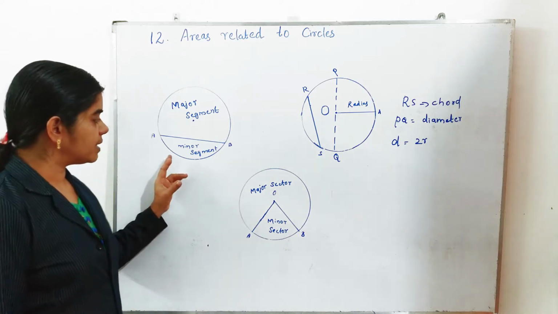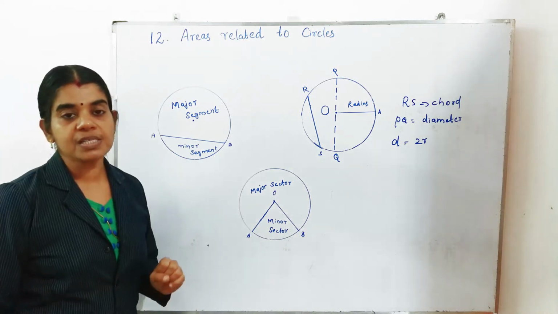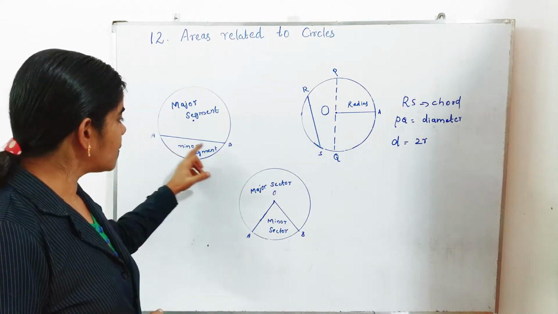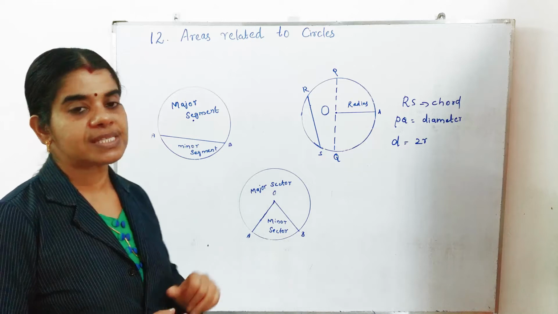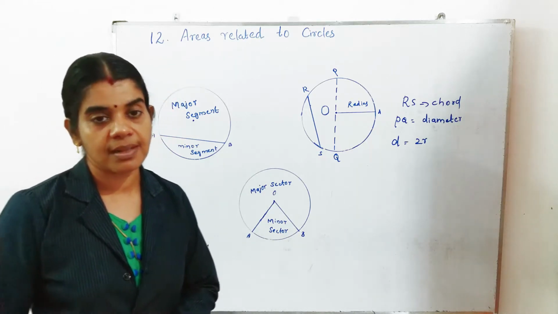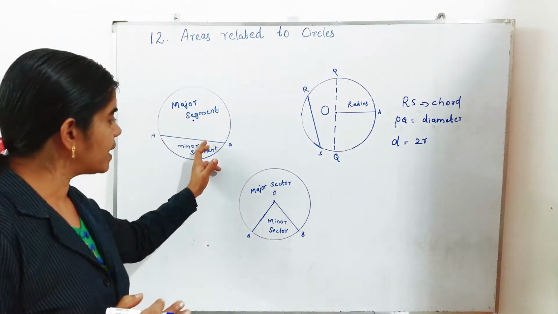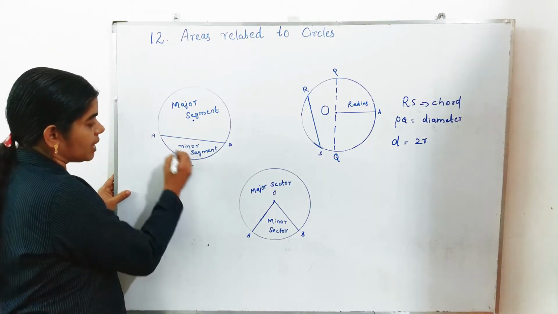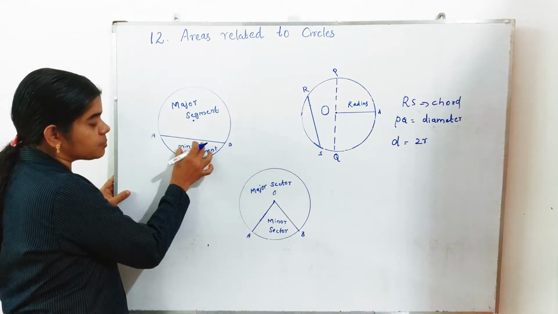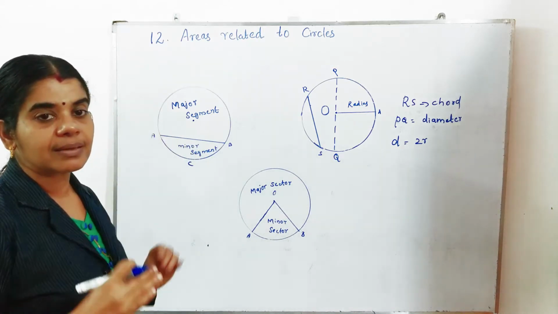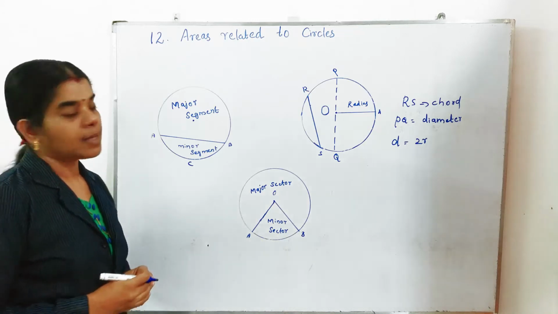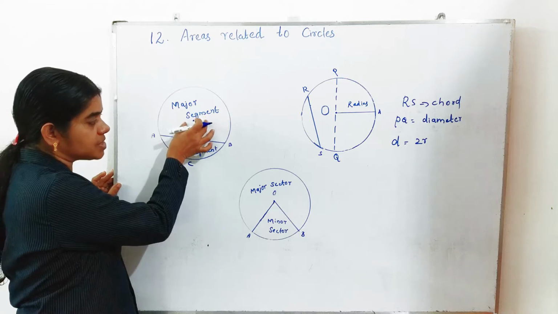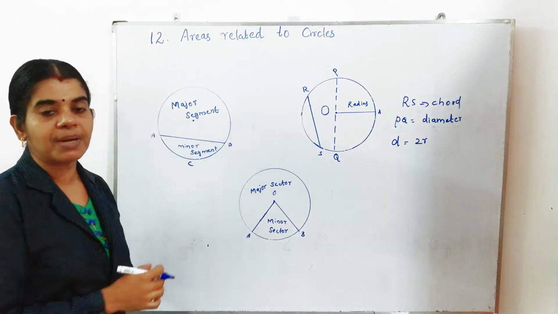And next we are discussing the segment of a circle. What does it mean by segment of a circle? The region between the chord and the corresponding arc of the circle is known as the segment of the circle. Here AB is the chord, ACB is the corresponding arc. The space between that chord and the corresponding arc is known as the segment of the circle. Here the bigger one we call the major segment, and the smaller one we call the minor segment of the circle.